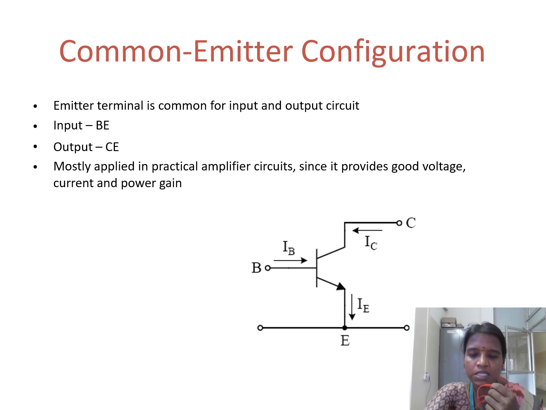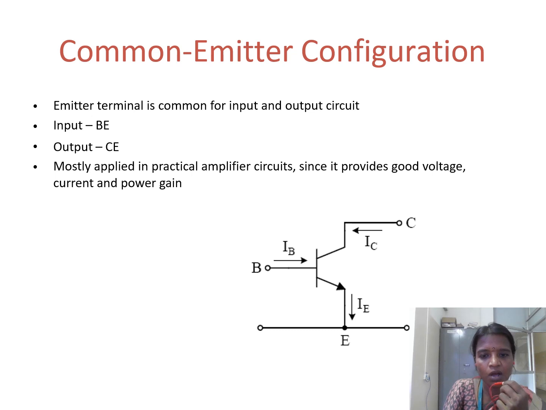Out of these three configurations, we prefer only the common emitter configuration, because it will provide very high voltage gain and current gain. In general, the current gain is nothing but the ratio of the output current to the input current. Here your input current is the base current and your output current is the collector current.